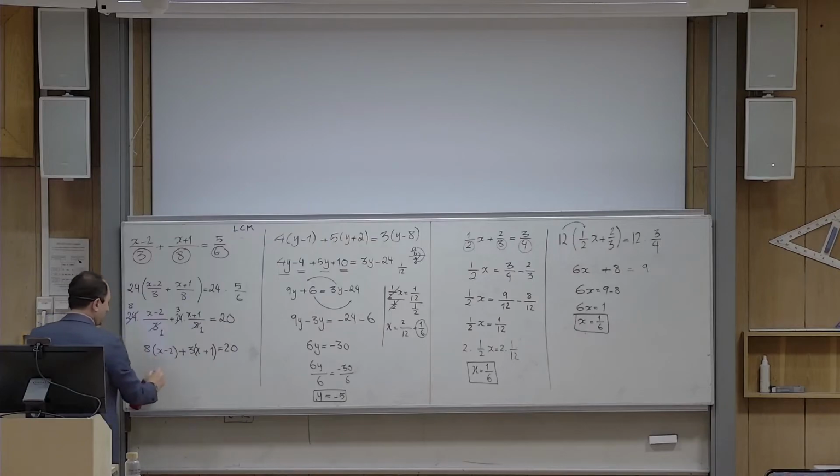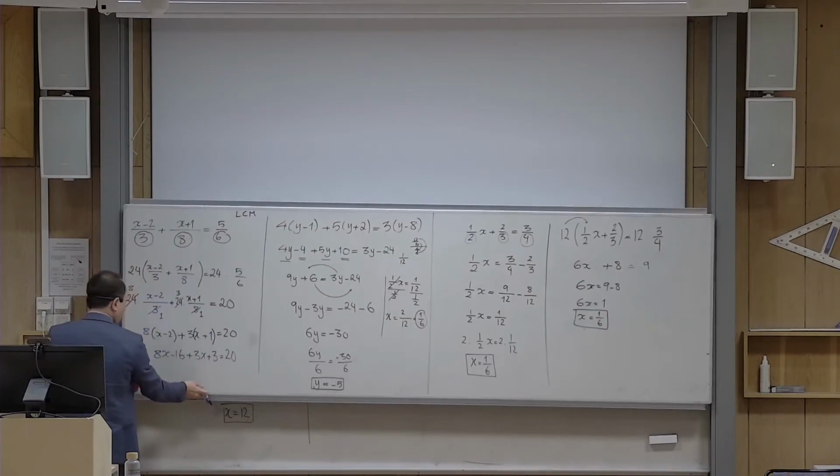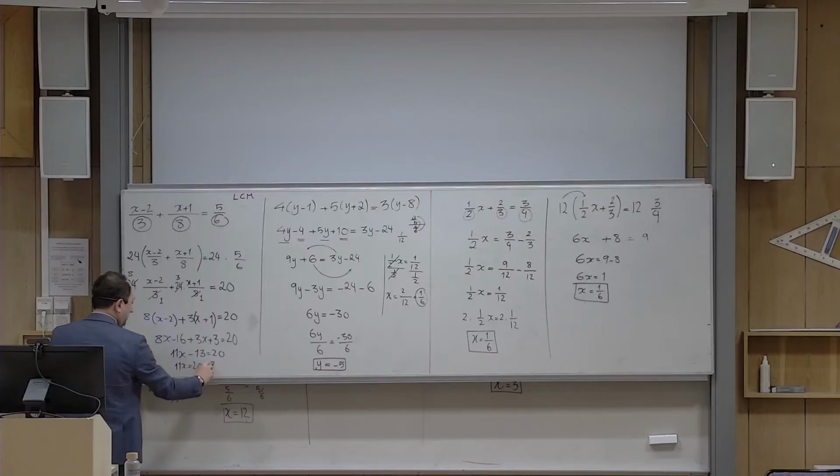So you just multiply, so it becomes 8x minus 16 plus 3x plus 3 is equal to 20. So what happens? This 8x plus 3x becomes 11x, minus 16 plus 3 is minus 13, and it is equal to 20. The next step is my strategy is to make x alone. So I move 13 to the other side. This becomes 11x is equal to 20 plus 13.